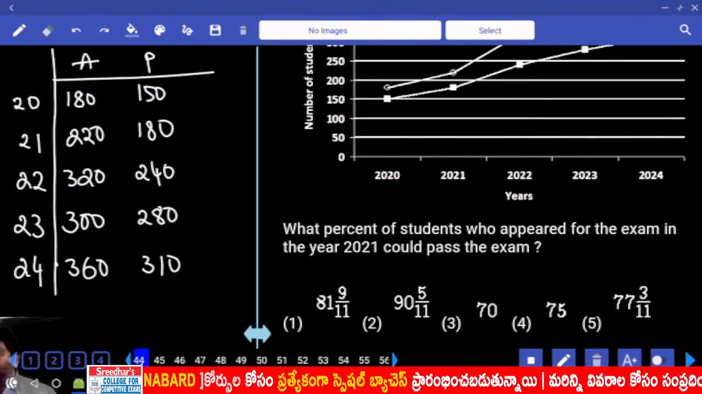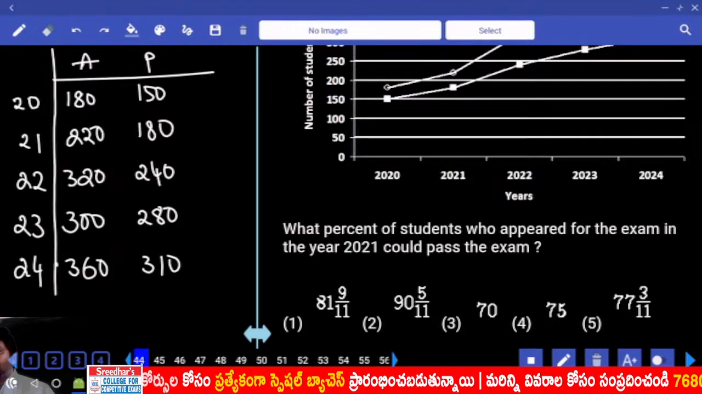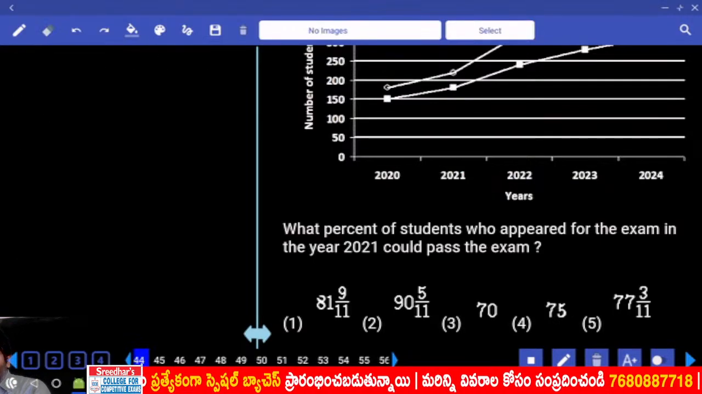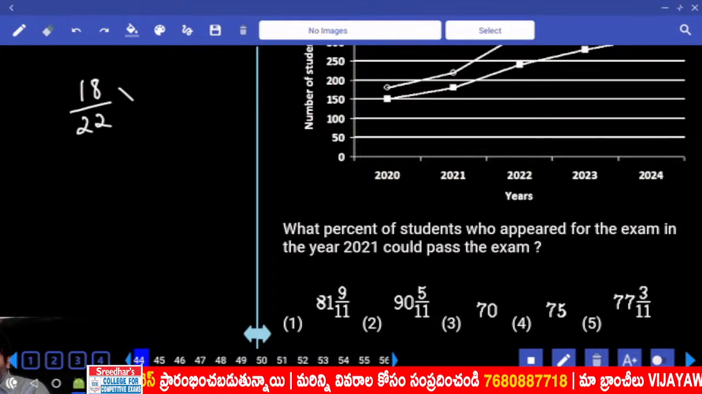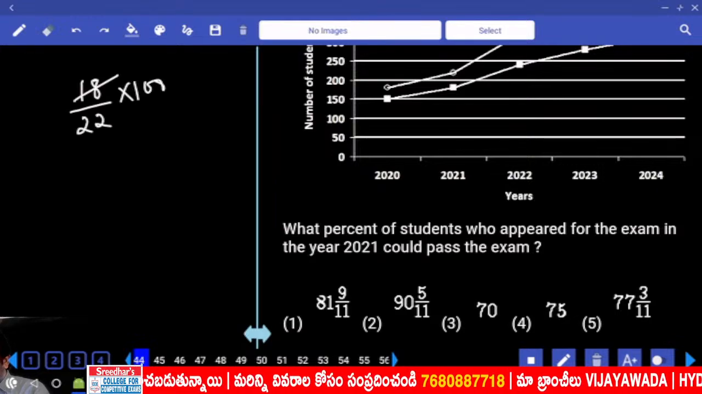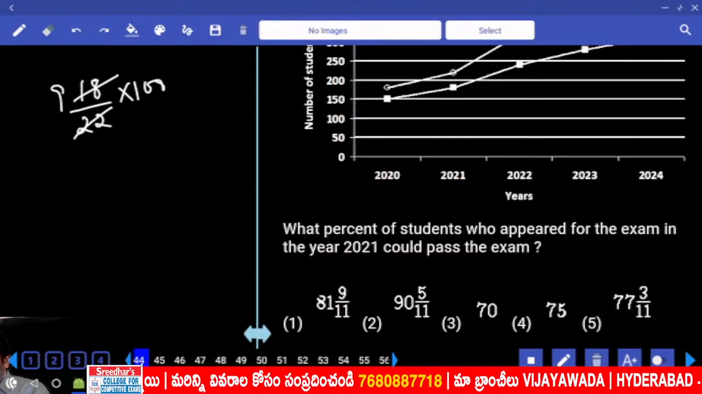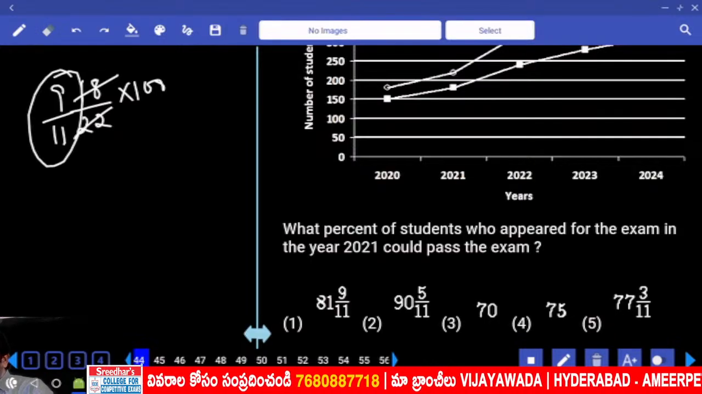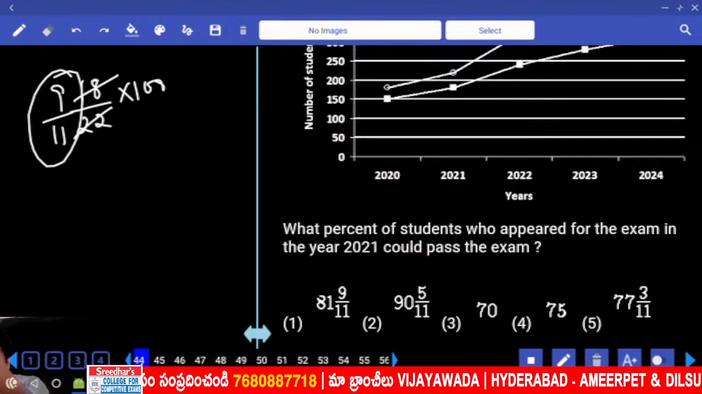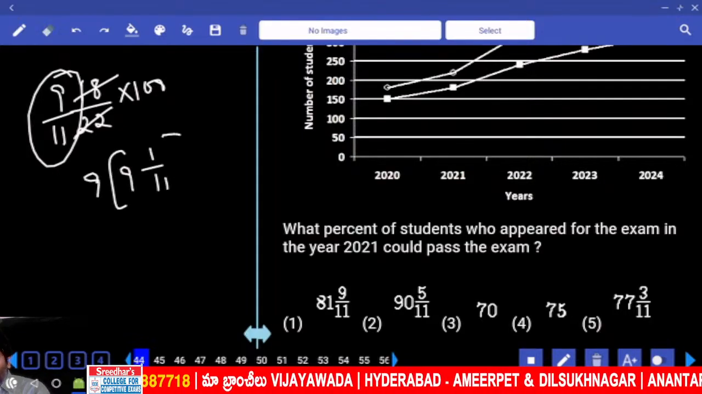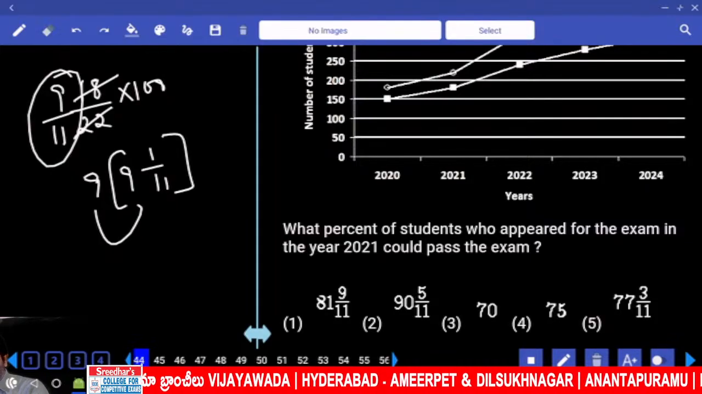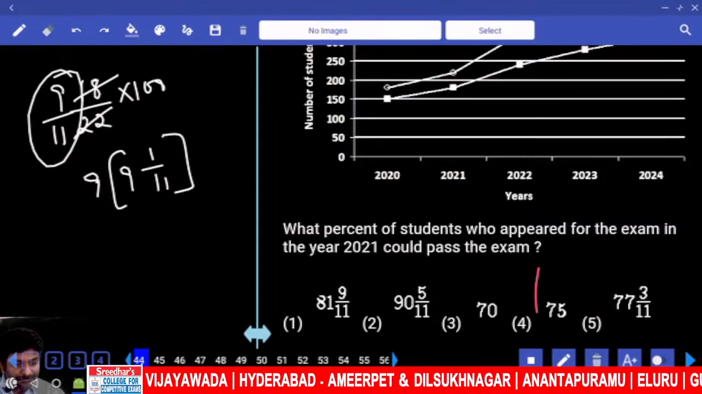2021 appeared people are 220. Passed students are 180, so you can remove 0 and directly write 18 by 22. Is that okay? 9 by 11. What do you mean by 1 by 11? 9 by 11, in the sense 9 into 9, 1 by 11 only. 9 9s.